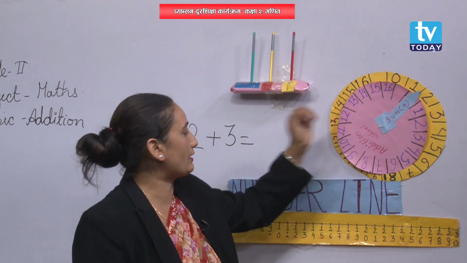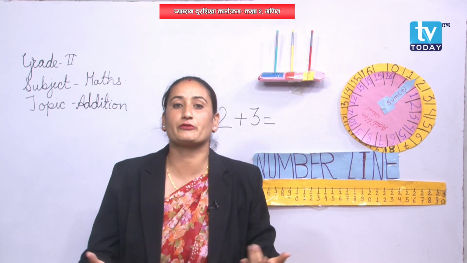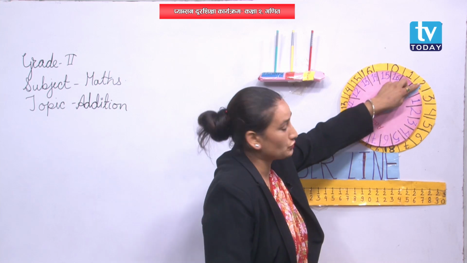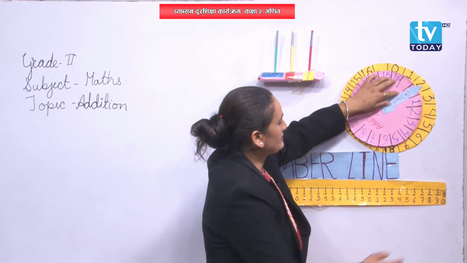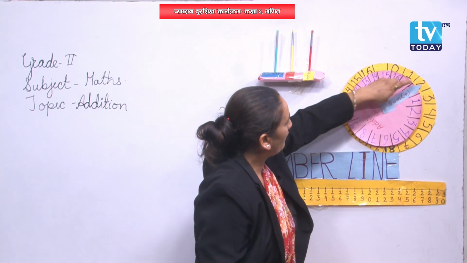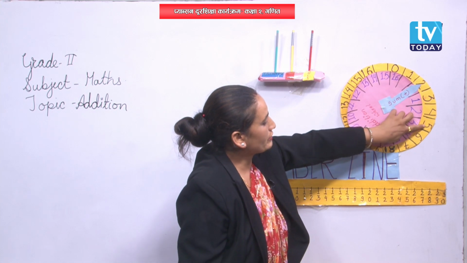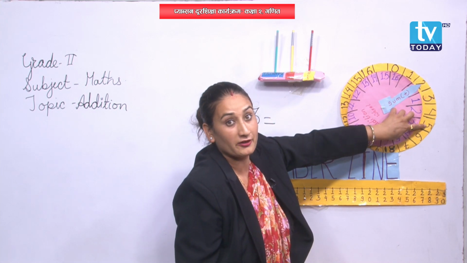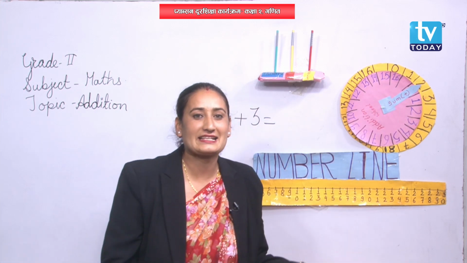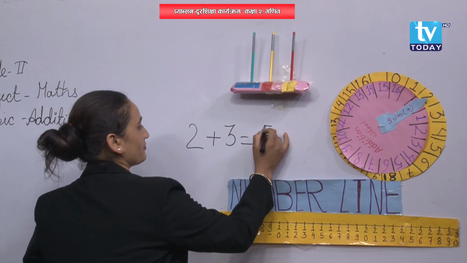First one is this one. Let's have a look. 2 plus 3. What will be the answer? Now, first one is 2 plus, see here, please have a look properly. 2 plus 3. 3 is here. Which number is at the top? 5. So, 2 plus 3, what will be the answer? It's 5. So, write down 5.